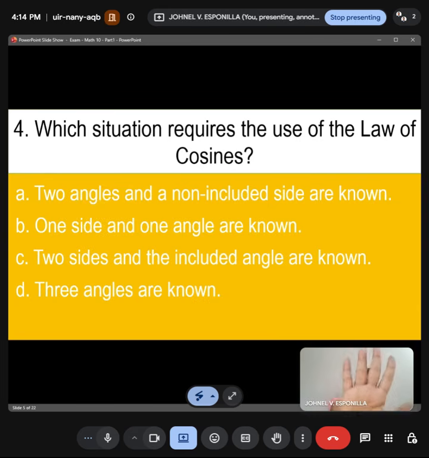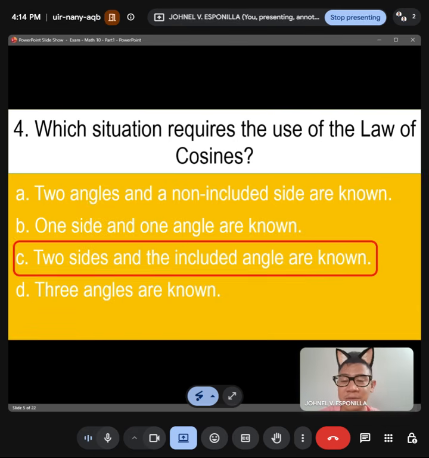Number four, which situation requires the use of the law of cosines? 5 seconds go. Okay, and the correct answer is letter C, two sides and the included angle are known. This is the SAS from earlier. So again, law of cosines, SSS and SAS.